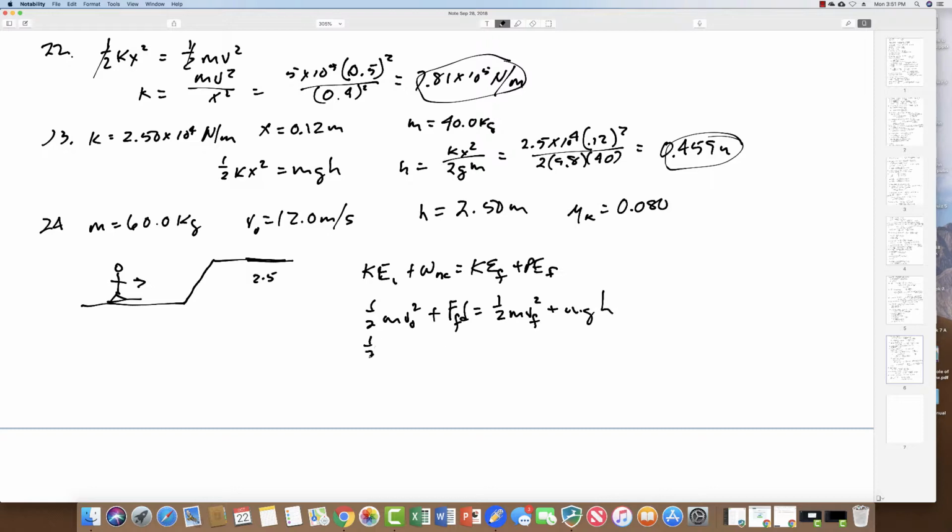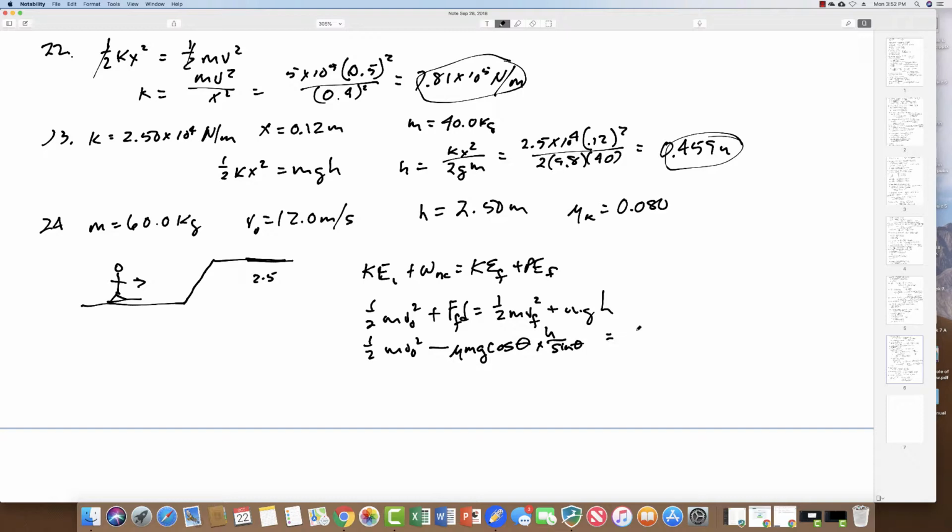This is going to stay the same, 1/2 mv0 squared, and this is acting against them, so it's a minus mu times the mass times g, that's the normal force, times the cosine of this angle. And that's going to be times the height divided by the sine of the angle, because that's the distance, this hypotenuse is the height divided by the sine.